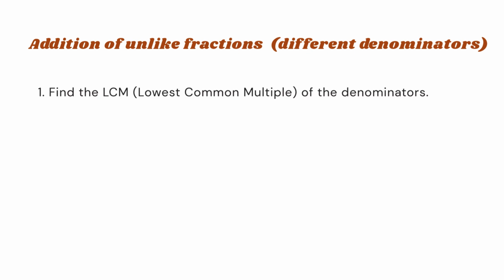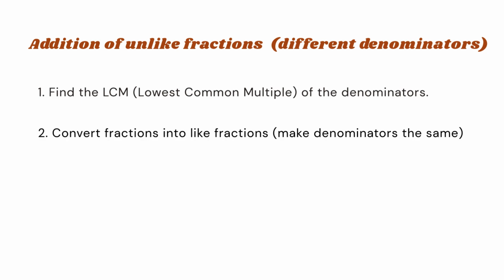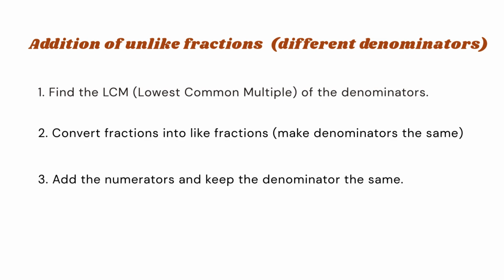Addition of unlike fractions. Find the LCM, lowest common multiple, of the denominators. Convert fractions into like fractions. Make denominators the same. Add the numerators and keep the denominator the same. Simplify the fraction if possible.